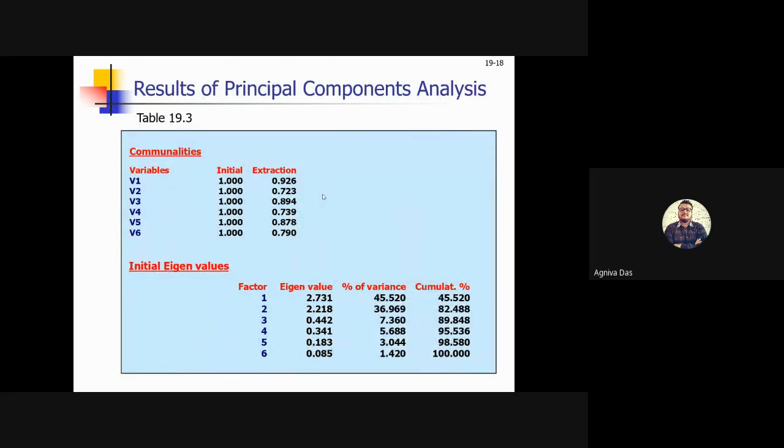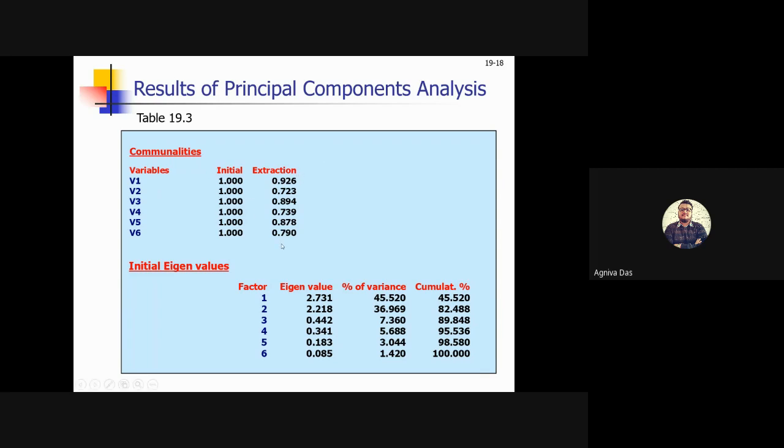So, based on the data that we have seen earlier, let's say these are the results of the principal component analysis. So, here are the communalities. So, variable V1. The initial was 1 and 0.926 has been extracted, right? So out of 1 total, 0.926, which means the uniqueness of variable 1 is only 0.074 or something like that, right? And similarly on variable 2, variable 3, as we can see, extraction is high. So there is a lot of commonality of these variables there.